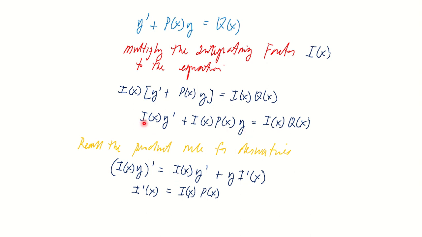So the first terms are the same, I(x)y', but there's a difference with our second term. Here the expression accompanying y is I(x)p(x), while in the product rule for derivatives you have I'(x). We will utilize that to solve for the integrating factor I(x). So we can equate I'(x) to I(x)p(x). So we have the equation I'(x) = I(x)p(x).